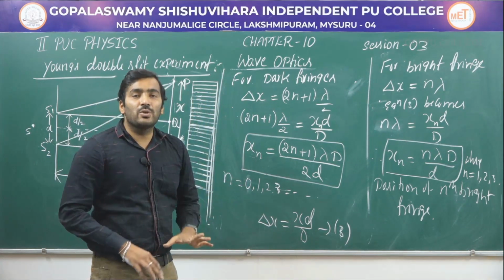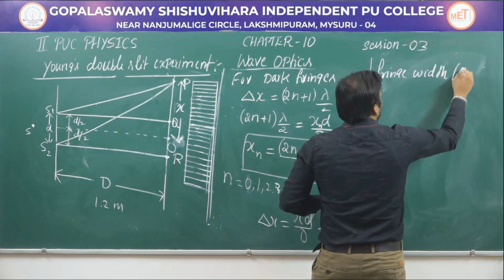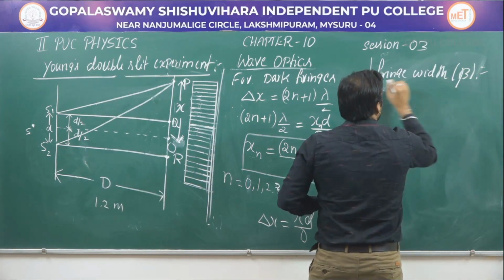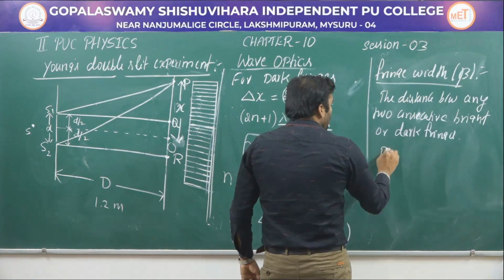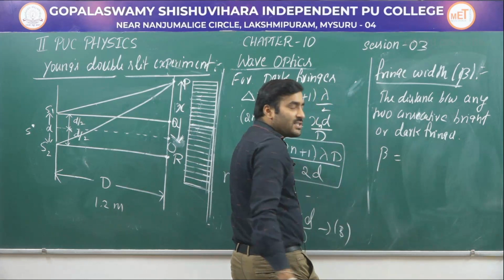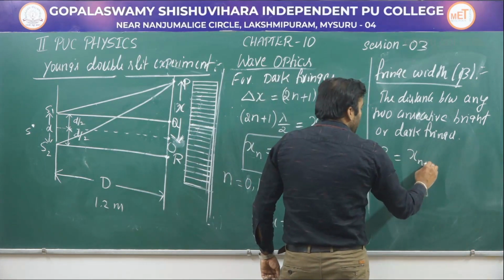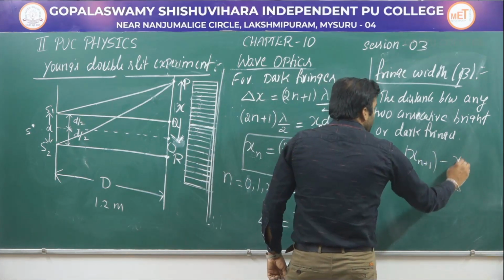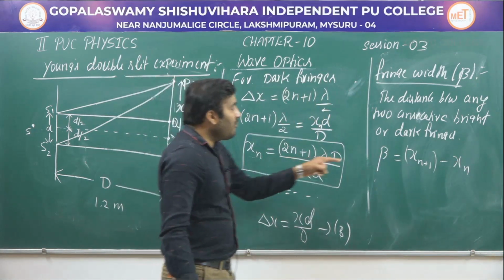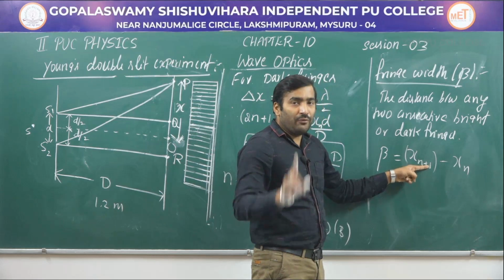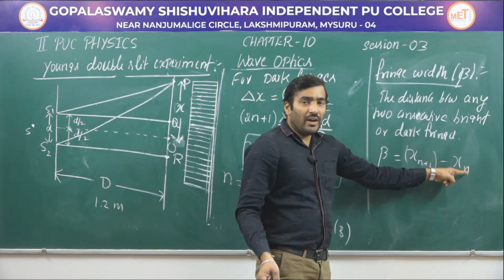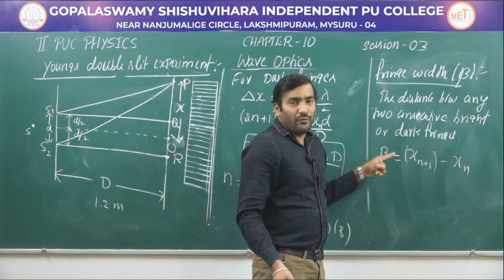Let us obtain the value of fringe width now. So fringe width is represented using the symbol beta. Fringe width is the distance between consecutive fringes. So how do you obtain this beta? Beta is equal to x(n plus 1) minus xn. So if I substitute the position of the (n plus 1)th fringe and the position of the nth fringe, we obtain the fringe width.